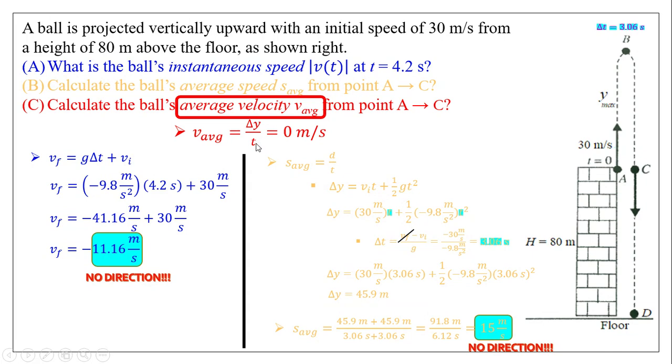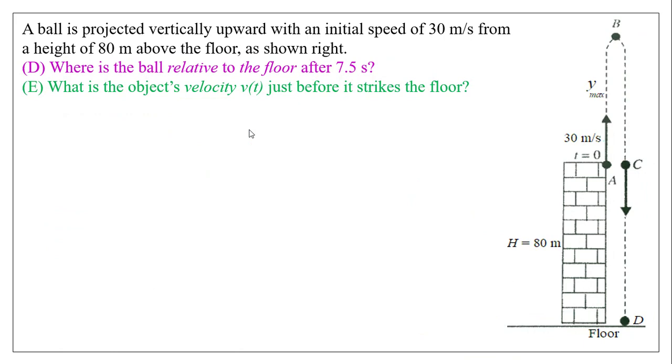0 divided by time is just 0. So the answer for average velocity here is just 0 meters per second, because by definition it is displacement over time, and our displacement here is 0 because it came back to where it started. All right, let's move on to part D and E.